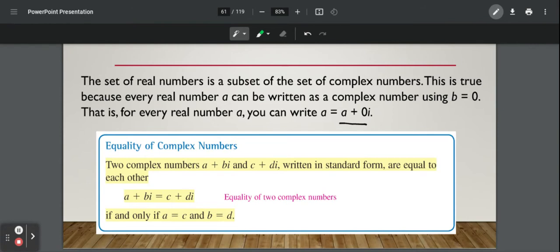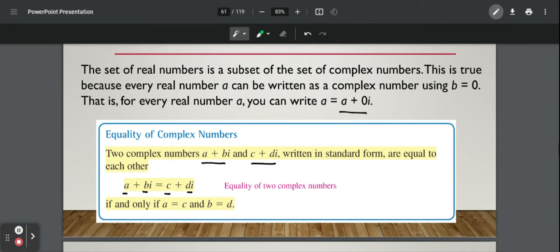So if you had two complex numbers, a plus bi and c plus di, in standard form, they would be equal to each other if the a and the c were equal and if the b and the d were equal. Like if we said 2 plus bi needs to equal 2 plus 4i, then we would know that b would have to be equal to 4.